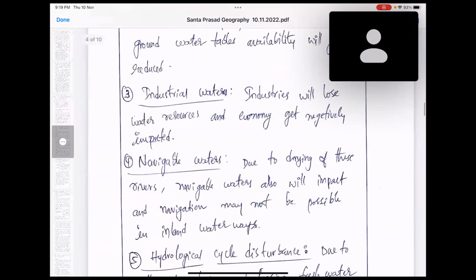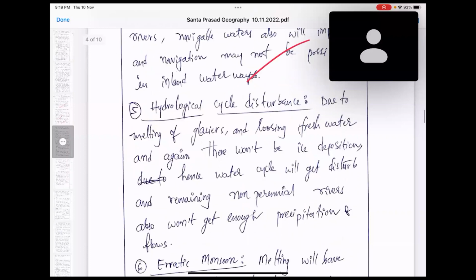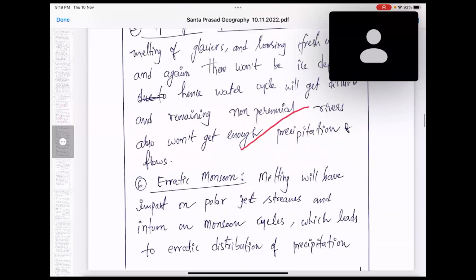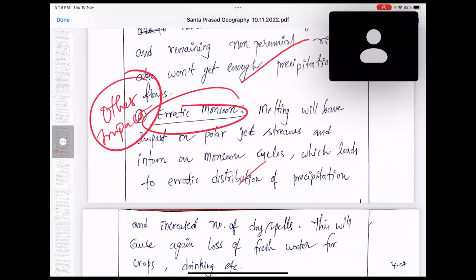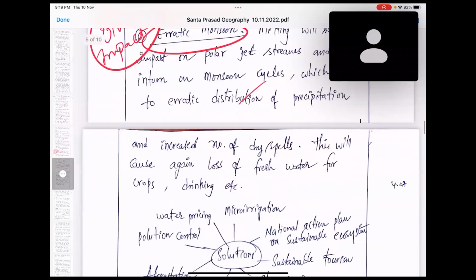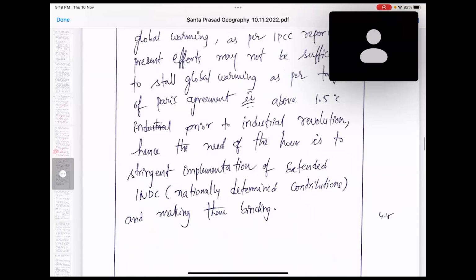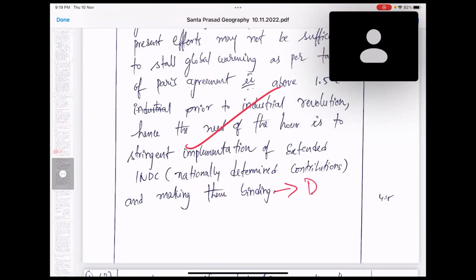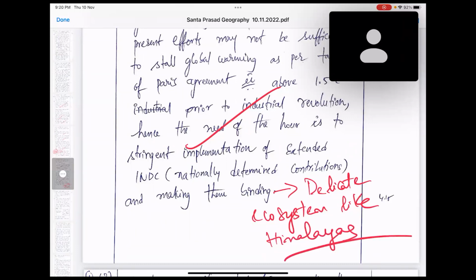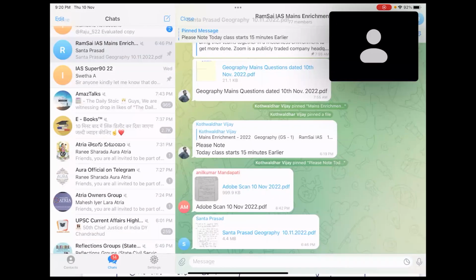So here this erratic monsoon, you can take it as other impact and then mention the other impacts. Okay, sir. Solution is good. In the conclusion, what I was saying is you can write to preserve the delicate ecosystem like Himalayas. Somewhere Himalayas should come in your conclusion also. Okay, sir. Yeah. See the next question.